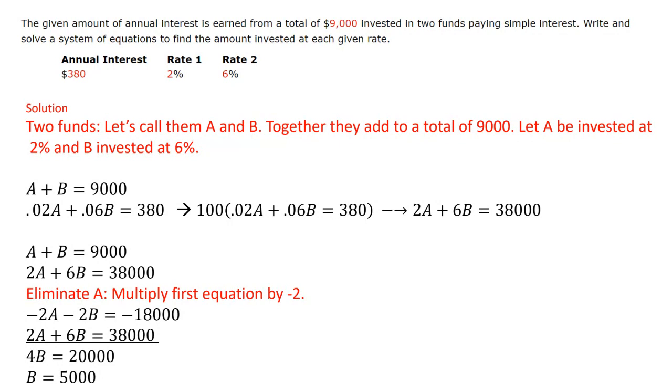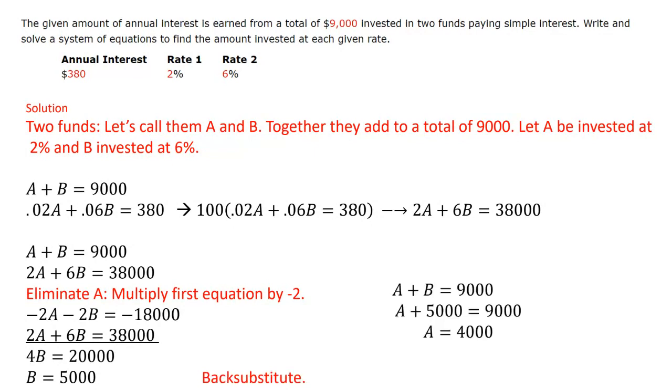So from the $9,000 that you had, we're going to invest 5,000 of those dollars into fund B. So now we need to figure out what A is going to be. So we can back substitute. So I have A plus B, B is 5,000, and that equals 9,000. So if I subtract 5,000, then I get 4,000. So here the person invested 4,000 in the first fund and 5,000 in the second fund. Okay, so using a system of equations helps us to set up a system that we can then use to solve the problem.